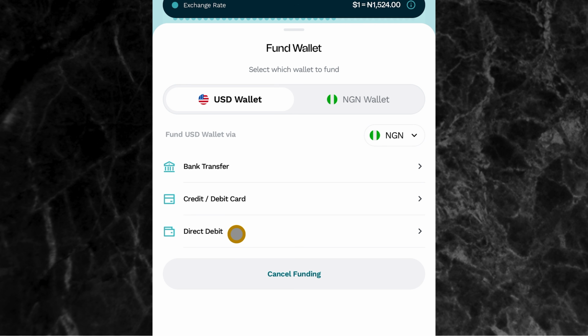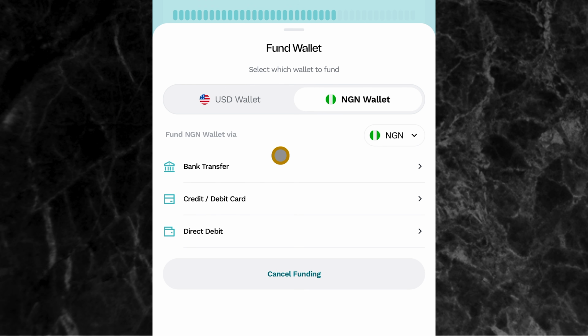I hope you understand. So these are the three different ways you can use to deposit money into your USD wallet. Now, if you come to your NGN wallet right here, you also have three different ways to deposit money into your account. They are the same. So you have bank transfer, credit or debit card, and direct debit. So you can go ahead and use any of these three different methods to deposit money either into your NGN wallet or your USD wallet.